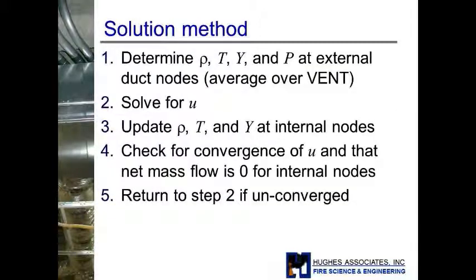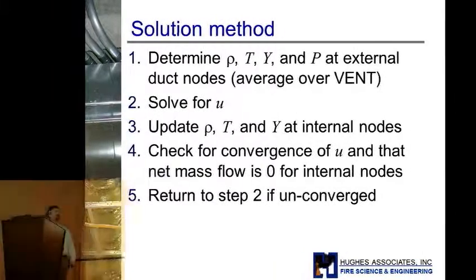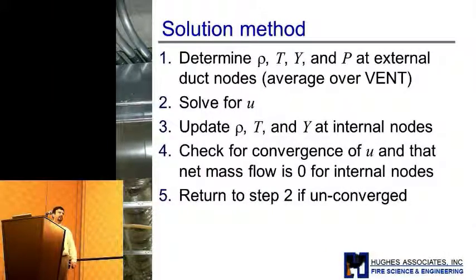So the solution method is we go through, after we've updated the species within FDS, we then go through and we update at all the locations where we said there's an HVAC vent, what's the average density and temperature near that vent that becomes the inlet boundary condition for the HVAC solution. We solve for the duct velocities, we update the density, temperature, and species at all the nodes internal to the network.